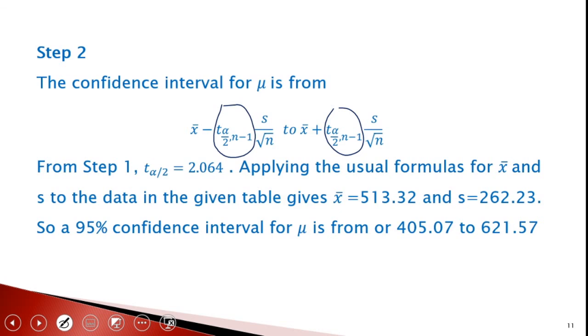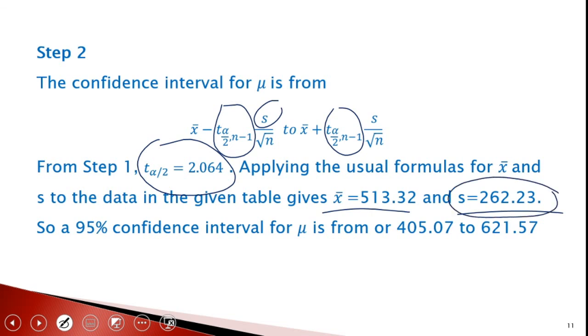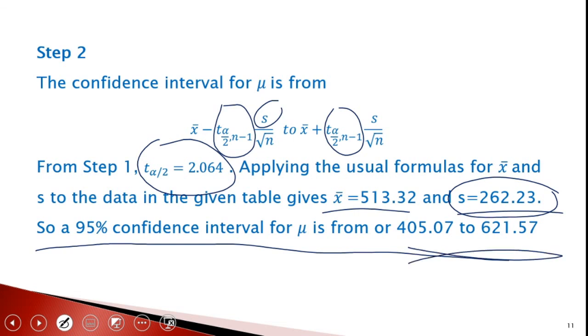Again, the only thing you have to know is x bar, and please calculate s. I think they haven't mentioned s. So now we can calculate. Applying the usual formulas for x bar and s, find those values. x bar is this one, s is this one. You can find the formulas for x bar and s from your formula sheet. Now you can conclude that the 95% confidence interval for mu is from these two values. The only new thing is to find these.